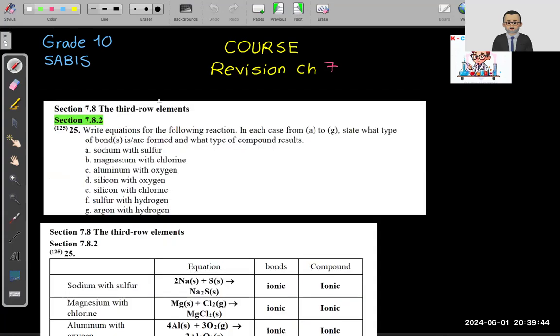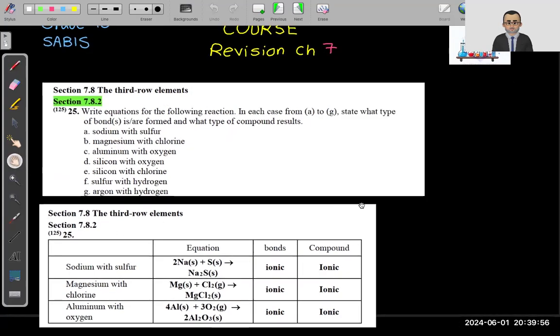Okay. So write the equation for the following reaction in each case from A to G. State what type of bonds are formed and what type of compound results. So what is he reacting with what? He is taking the elements in period number 3 and reacting them. So now he is focusing on the third row elements. Where are the third row elements?